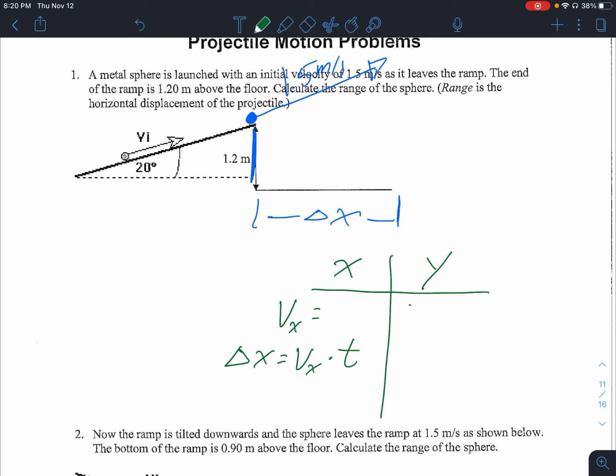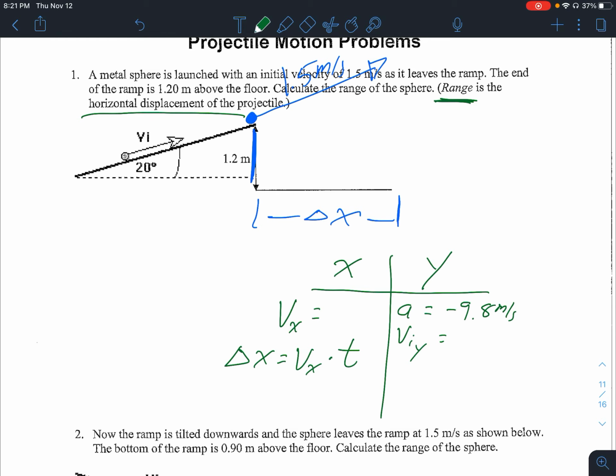In the y direction, we do have acceleration because gravity is acting downward on the ball at all times, whether it's on its way up or on its way down. So we will have an initial velocity in the y direction, and of course a final velocity in the y direction, but we're not concerned with that as of yet. Just take note, range is another way of saying horizontal displacement of the projectile.